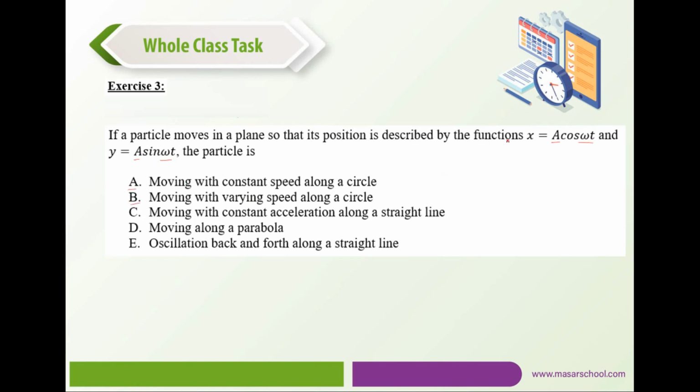Then let's check. Now Vx, which is the speed along the x direction, would be given by minus A omega sine omega t, and Vy would be given by A omega cosine omega t. And if you do the speed, which is the Pythagorean sum of Vx and Vy, that would be A omega, which is basically constant, and the correct answer in this case would be A.